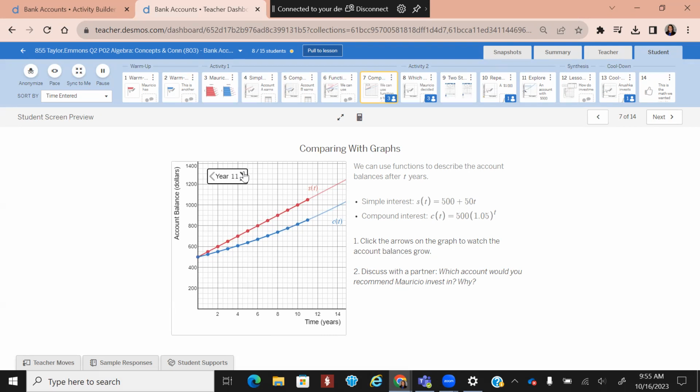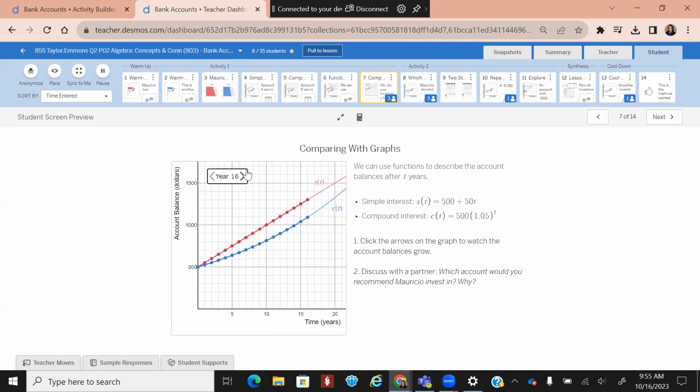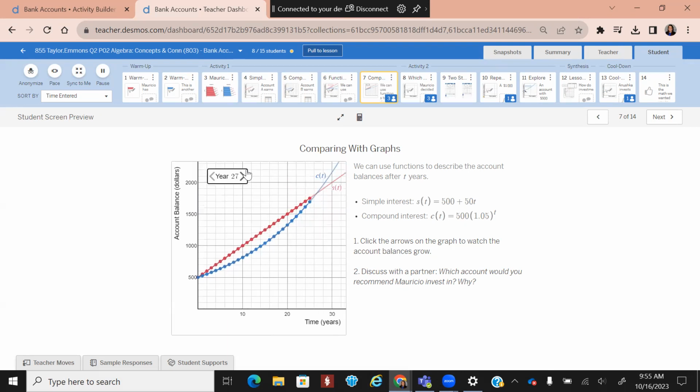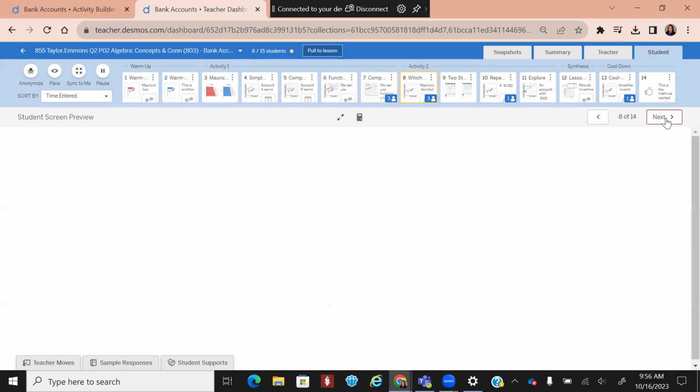Which one would you recommend? The simple interest one. Why? Yeah, but in the long term, in 30 years, he'd make more with the compound interest, right? But with the simple interest, he's making more on the initial amount. So it's kind of like, how long do you want this to go on? Like if I was 50 years old, I would want simple interest. If I was 10 or 20, probably compound, right?